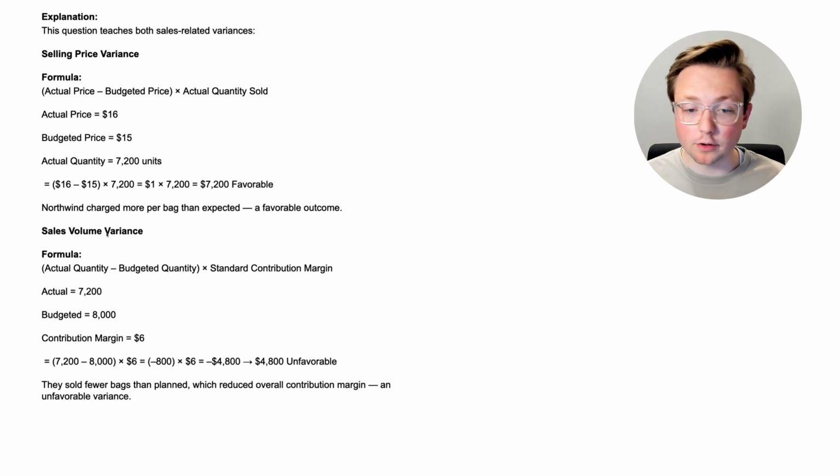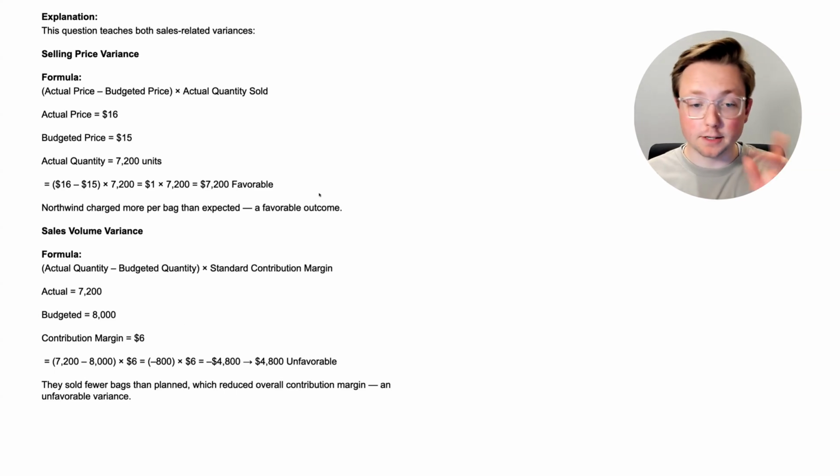Now let's go to the sales volume variance. This one is the actual quantity that was sold less the budgeted quantity, and you multiply that by the standard contribution margin. So we take the actual, which was 7,200 bags. The budget was 8,000 bags. So they sold 800 fewer bags than they were expecting. And the contribution margin is $6 per bag. So 7,200 less 8,000 multiplied by $6 per bag, or again, that's negative 800 multiplied by $6, and that gives you negative $4,800. And that is a $4,800 unfavorable variance because they sold fewer bags than planned, which would reduce overall contribution margin. And so that's an unfavorable variance.